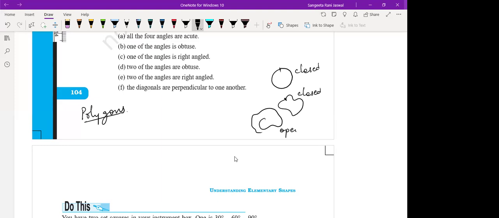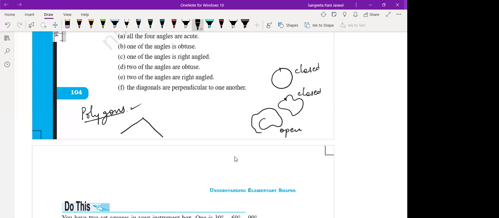This is open. These are not polygons; these are curved figures, all curved shapes. But what is a polygon? A polygon is a closed figure which is made with line segments. A line segment is a straight line.